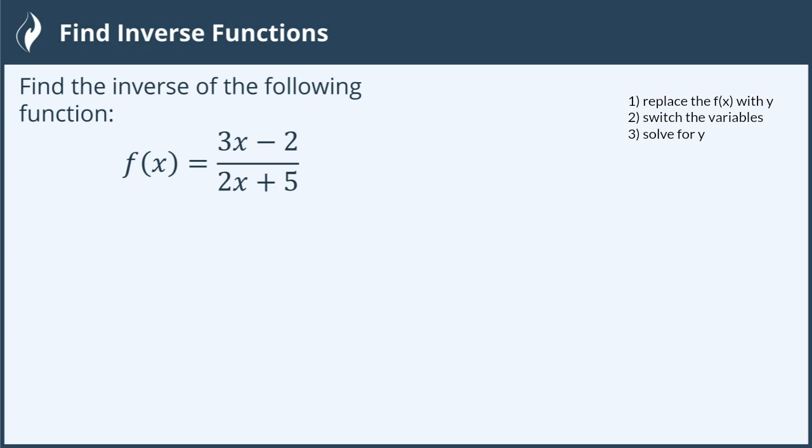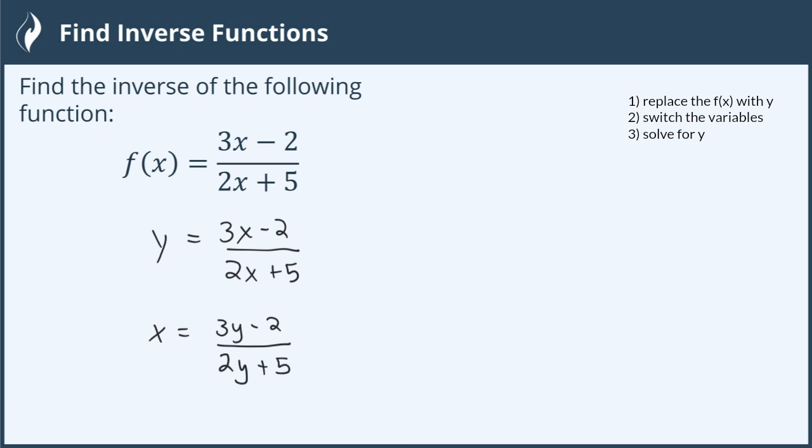Okay, so the first thing is to replace this f of x. So what we have is y equals 3x minus 2 over 2x plus 5. And then the second thing is to switch the variables. So now we're going to have x equals 3y minus 2 all over 2y plus 5. Now we solve for y. It sounds a lot easier than it is, so let's get working here.